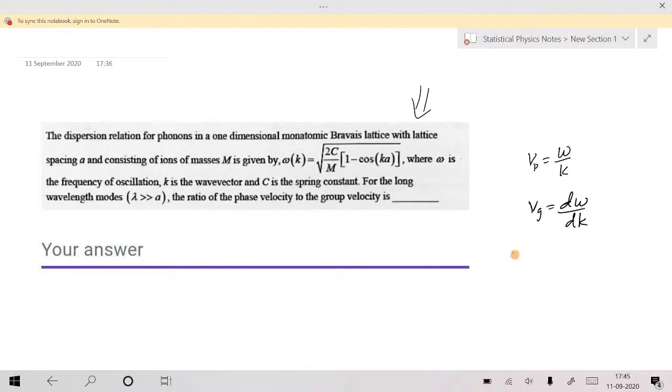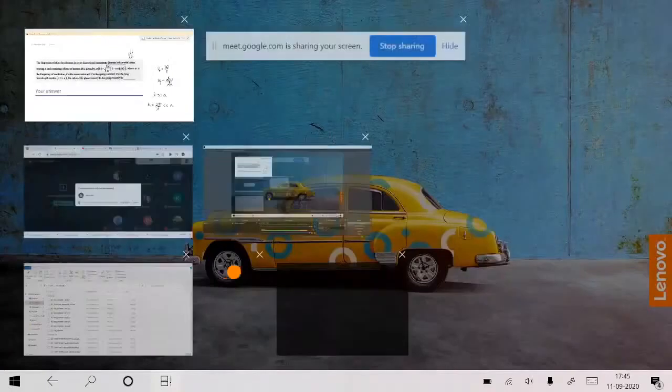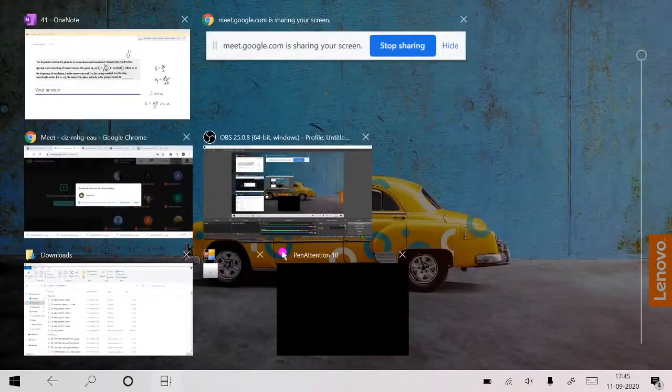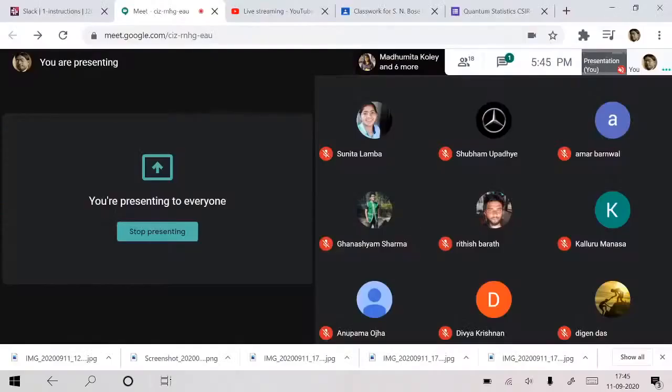Obviously, you should do this approximation. Lambda very much greater than a means how do you write? k is equal to 2 pi by lambda. This should be very much less than 1 by a, like that, isn't it? You should take like that. If lambda is very much greater than a, 1 by lambda should be very much less than 1 by a. If you take that idea, I think you can find the ratio.